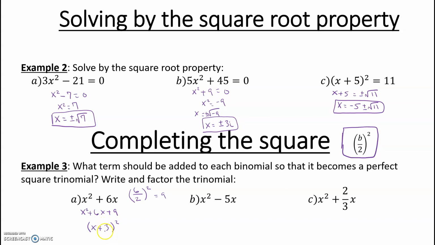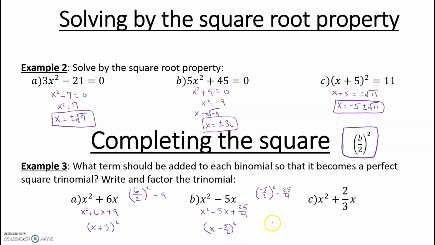Because x plus 3 times x plus 3 is x squared plus 6x plus 9. Over here, same formula. Negative 5 divided by 2 squared. Now the negative is not really going to matter because once we square it, it goes away. So we have 25 over 4. So what do we need to add to this? We need to add that 25 over 4. And then you'll get your perfect square: x minus 5 halves squared.